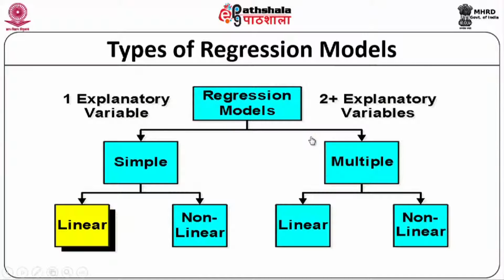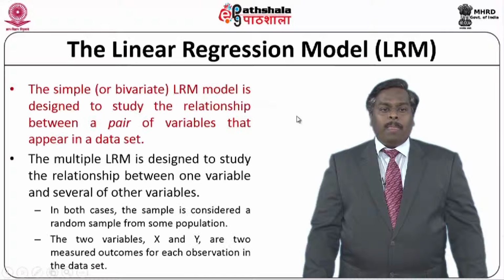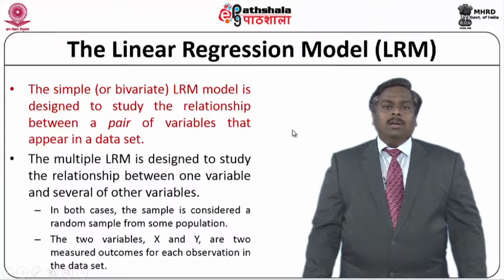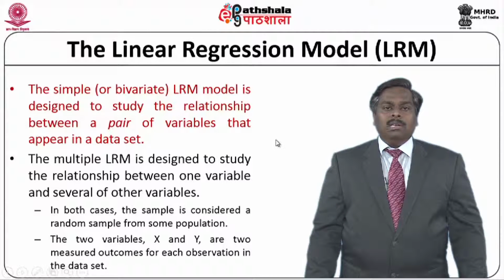A linear regression model is associated to two variables. In other words, it is associated to a bivariate environment. So this is the simplest form of regression analysis. So here in the linear regression model, we consider a pair of variables which is going to be part of the data set, and we are trying to establish what relationship they exhibit.